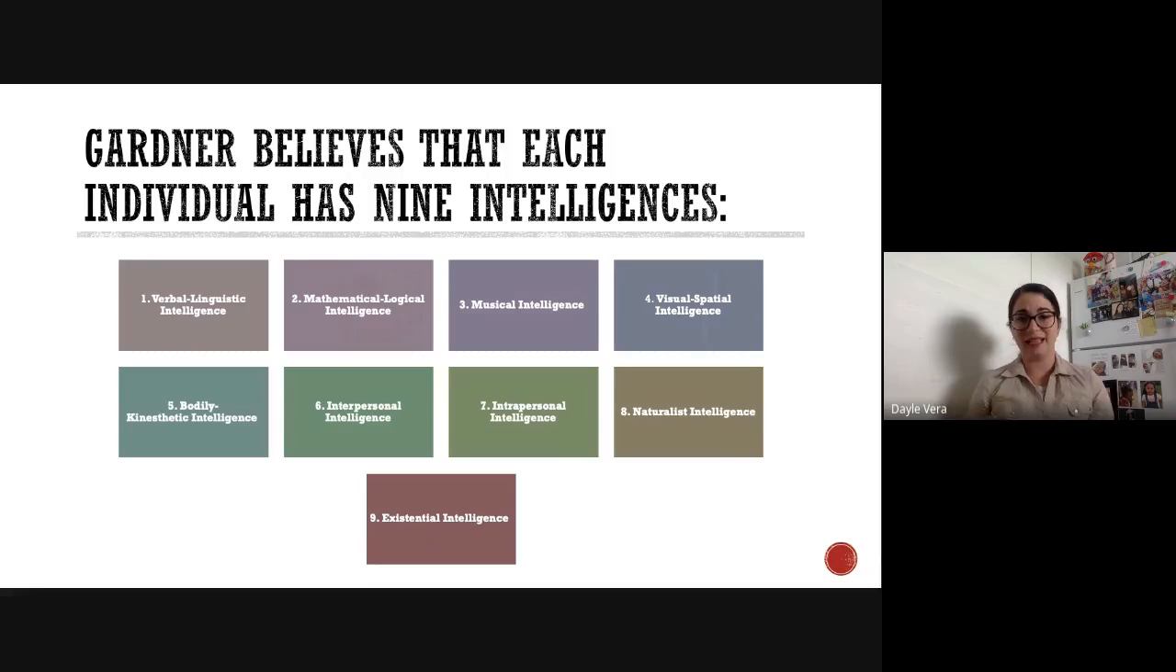Also, number 9 is the existential intelligence, and this is where one comes to think, why are we here? These are the questions of life. Why do we die? Or why are we here? What's the purpose of me being here? So let's take a look at how we can implement each of these intelligences into our classroom, and what are some critics that it receives as well.